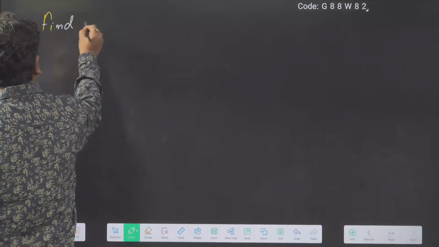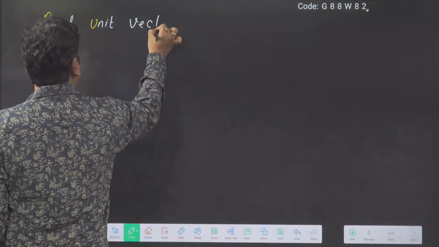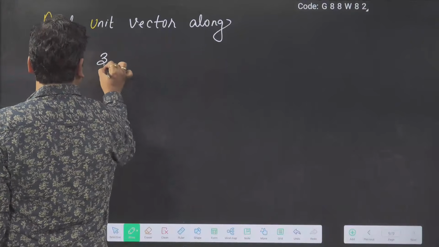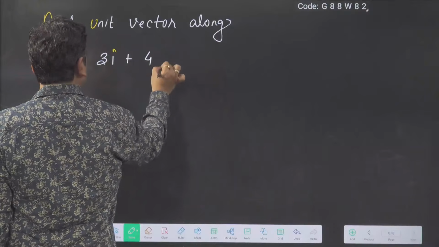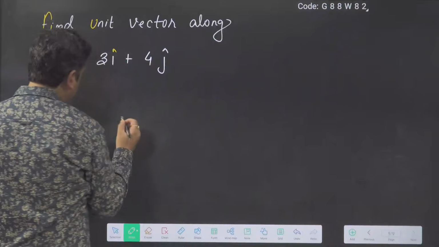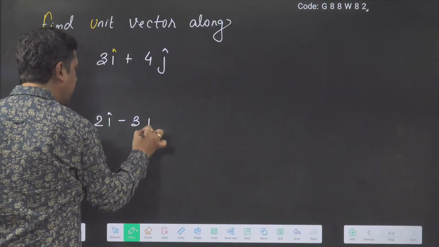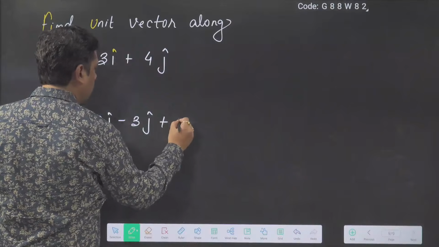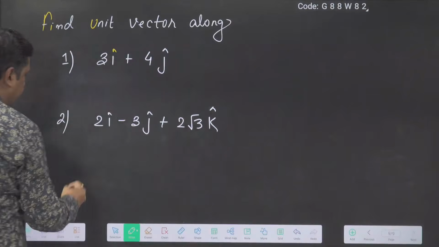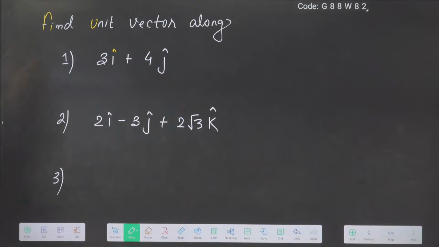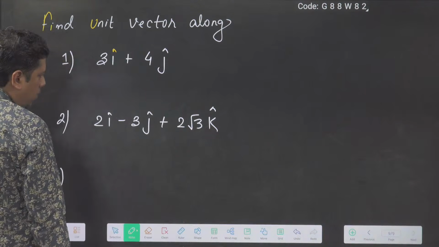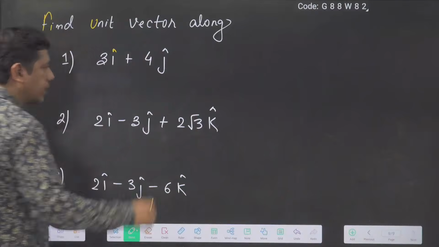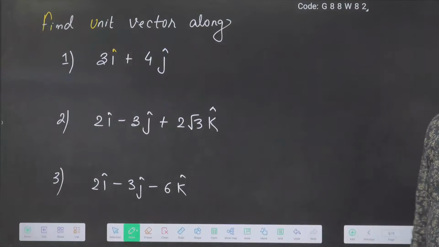Find unit vector along 3i cap plus 4j cap, 2i cap minus 3j cap plus 2 root 3k cap, 2i cap minus 3j cap minus 6k cap. Find unit vector along these vectors. 3 questions I have given you.